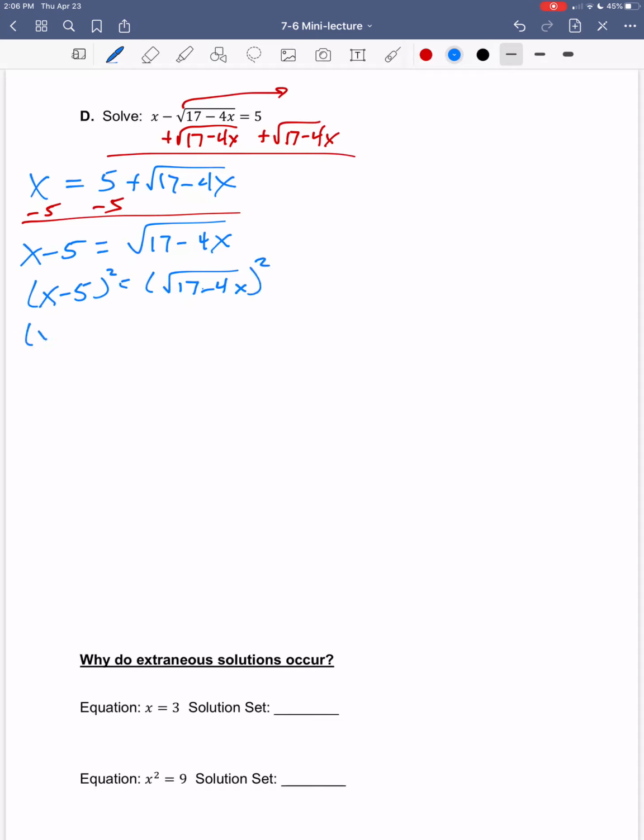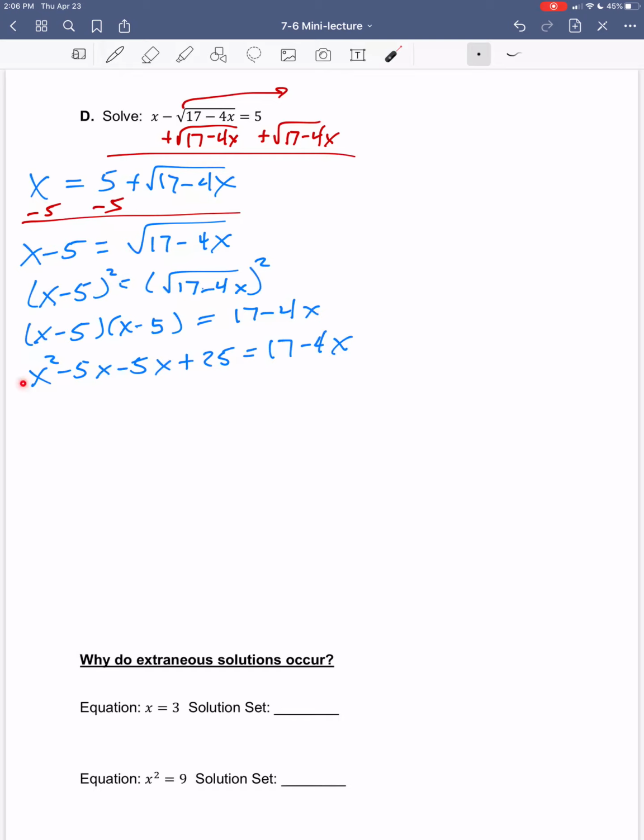On the left, I'm going to have to do that as two sets of parentheses. On the right, it's just a square root squared, so that goes away. I do FOIL over here. So minus 5x, minus 5x. I guess that's the same one we just did on the other page. Like the last problem, this is squared. So I'm going to combine like terms.